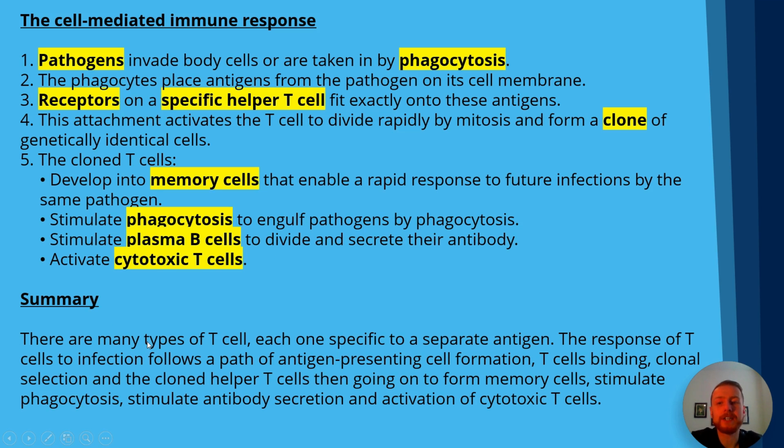Summary: there are many types of T cell. Each one is specific to a specific antigen. The response of T cells to infection follows a path of antigen-presenting cell formation, T cells binding, clonal selection, and the cloned helper T cells then going on to form memory cells. This will stimulate phagocytosis, antibody secretion, and the activation of cytotoxic T cells.